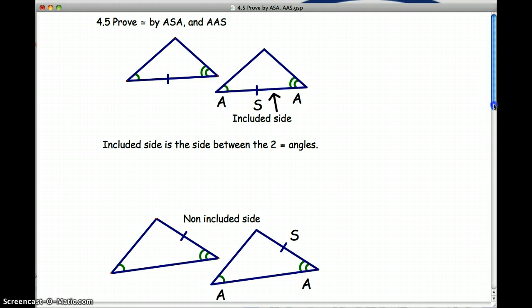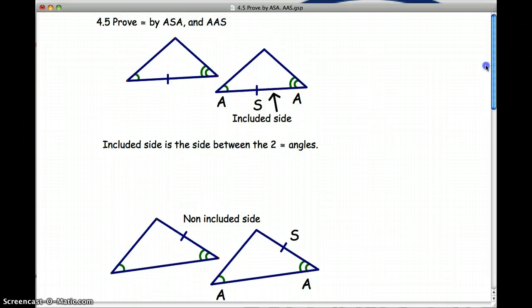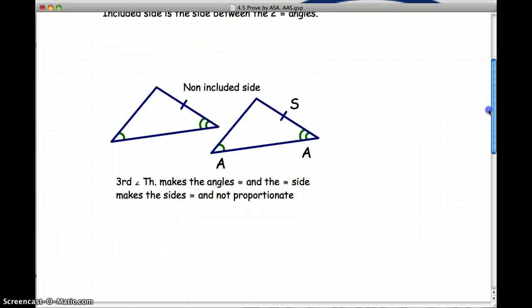All right, so let's take a look here. Here we have an angle congruent to an angle here, an angle congruent to an angle here, but then you have a side congruent to a side here, okay? So now you have angle, angle, side, right? So up here we talked about angle, side, angle. Here we're talking about angle, angle, side. It's basically telling you that the third angle theorem makes the angles congruent and the sides congruent, okay?